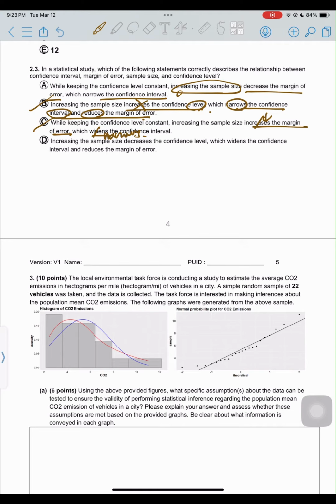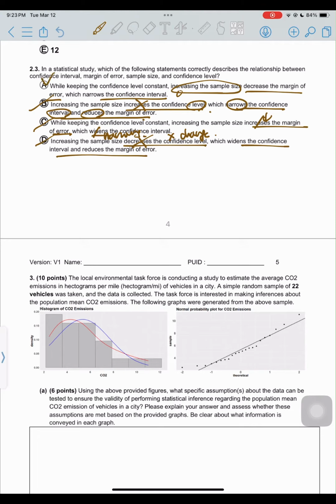Okay, let's look at option D. Increasing the sample size decreases the confidence level, which widens the confidence, blah, blah, blah. So it's not decreasing. It should have said it doesn't change. So D is also not right. So the answer is A.